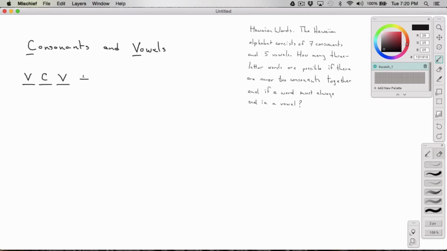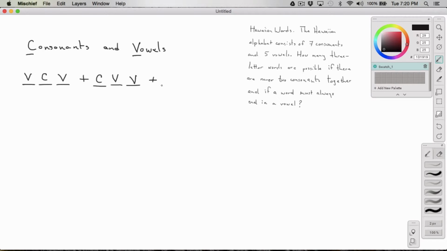So let's try another one. Let's see if there are any more. I'm going to make 3 spots just to represent the way that letters could be arranged. Now let's see, we know that it has to end in a vowel. So again, V for my last spot. Now, let's try moving our consonant to the first position. I can't have another consonant here, so the only thing I'm left with is the option for a vowel.